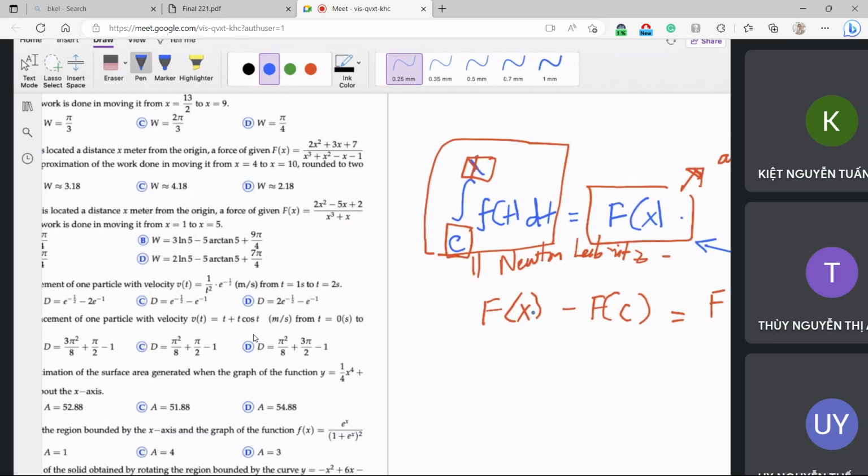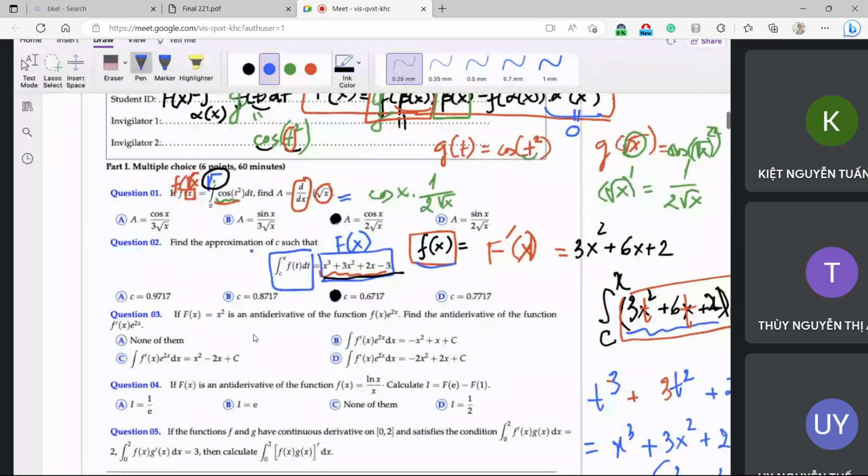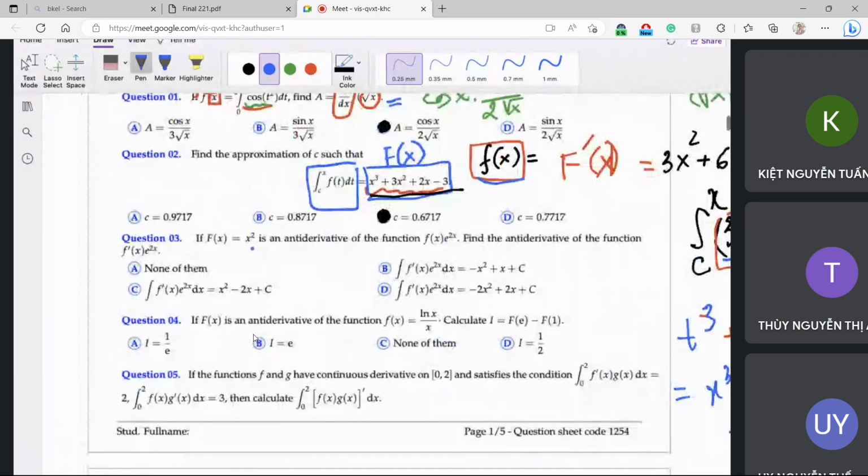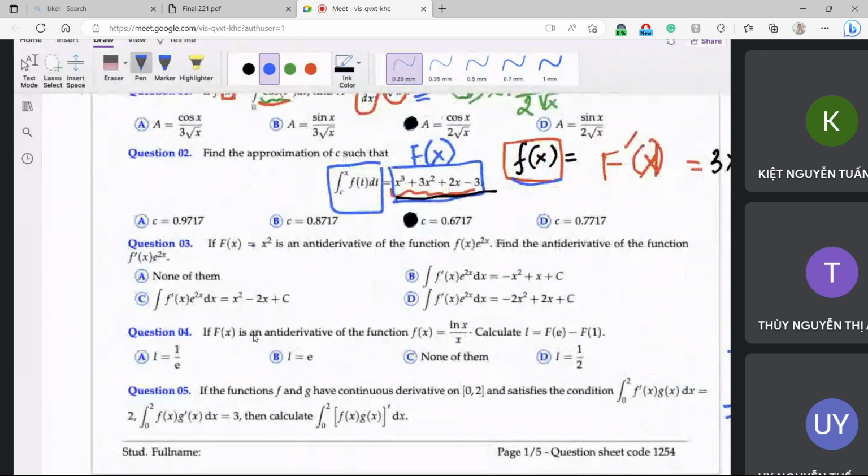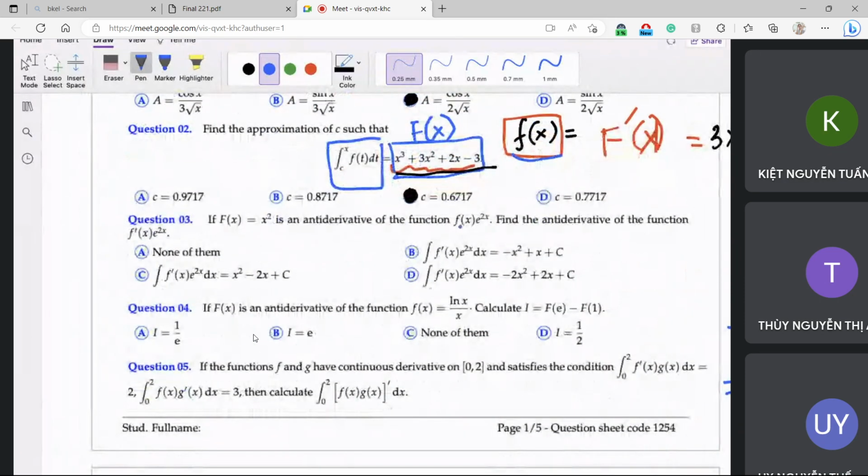Okay. Problem 3. If F equals x squared is an antiderivative of this function, find the antiderivative. So this is the function. Find the antiderivative of this function. Class, can you tell me, x squared is an antiderivative? What does it mean?